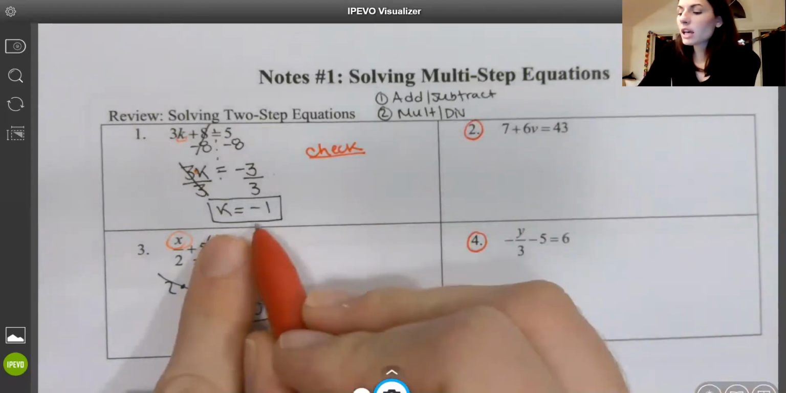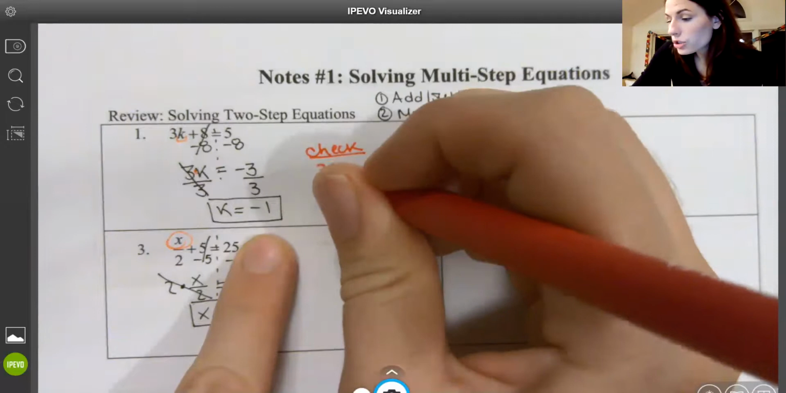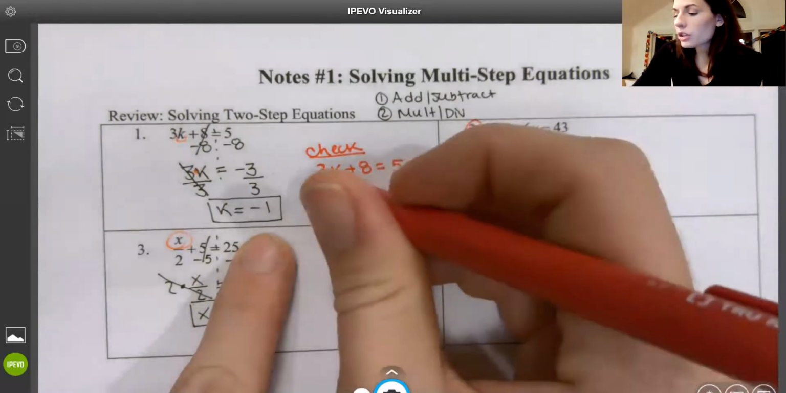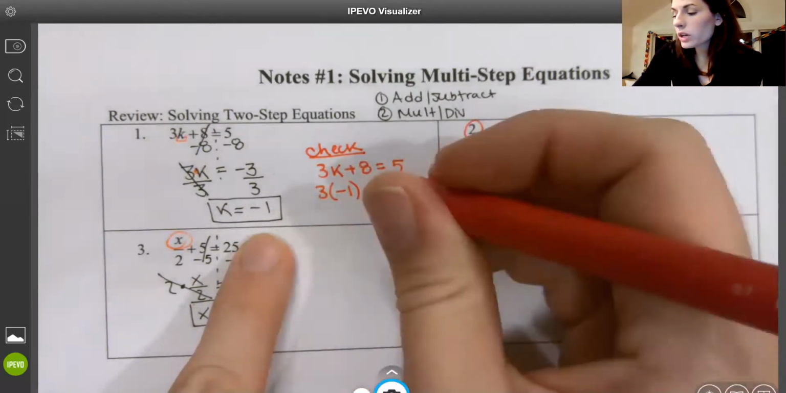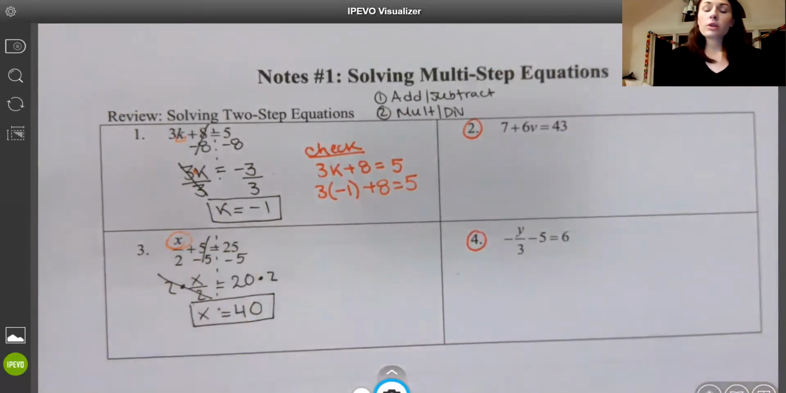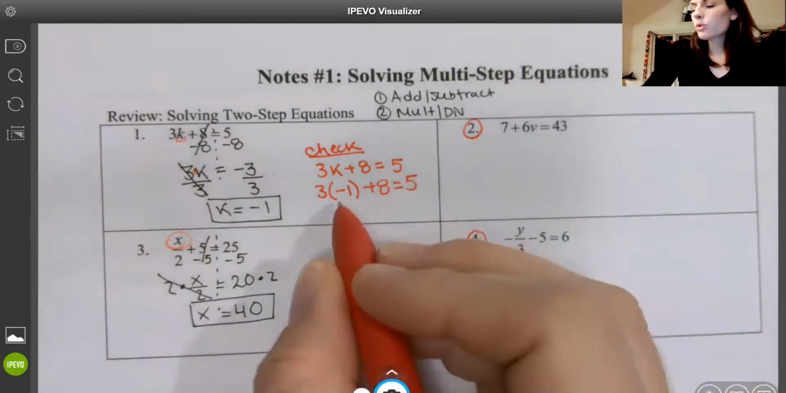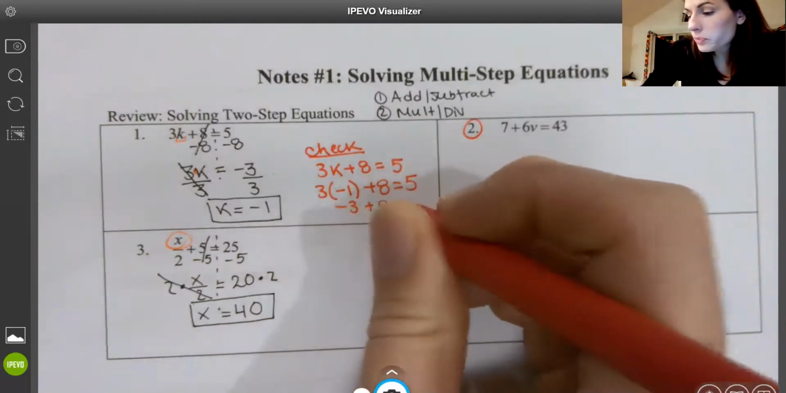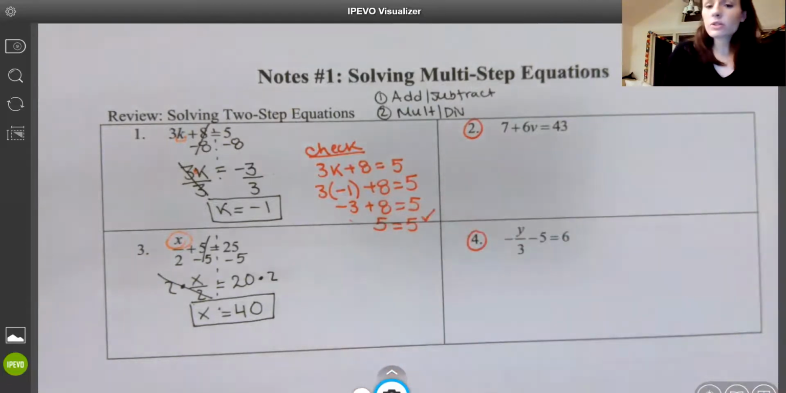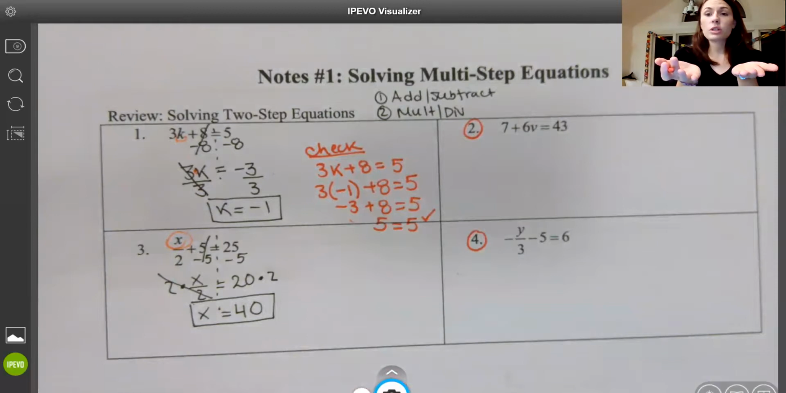If I'm saying that k equals -1, then I should be able to take my original equation, which is 3k plus 8 equals 5, and substitute in -1 for k, and it should give me an equivalent equation. Meaning what's on the left-hand side is going to equal what's on the right-hand side, okay? With order of operations here, I'd multiply first, and then adding together -3 and 8 gives me 5 equals 5. So that checks out, meaning I know that I have the right value for k because what's on one side of the equation is equal to what's on the other side of the equation, okay?